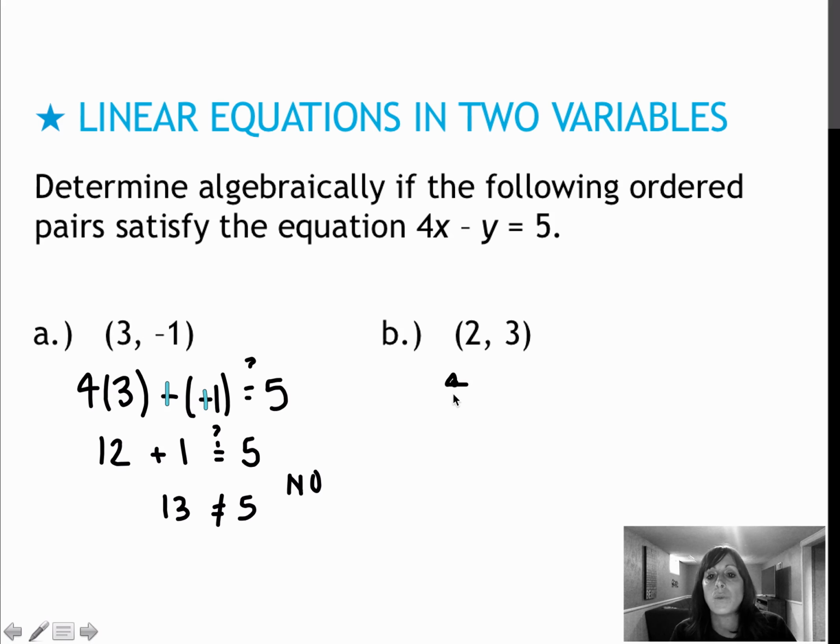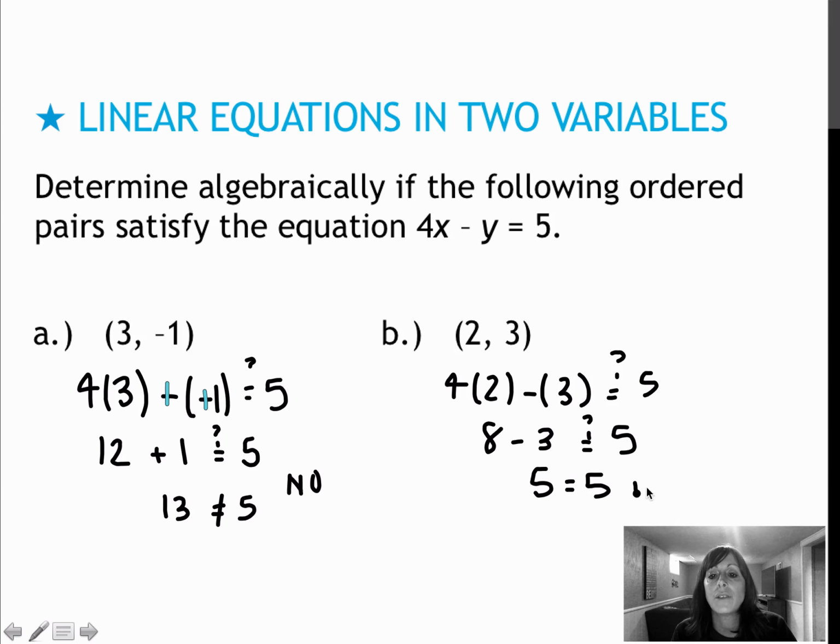For my second, 4 times 2 minus 3, does that equal 5? 4 times 2 is 8, minus 3. Again, I'm asking, does it equal 5? 8 minus 3 is 5, and 5 does equal 5. So yes, 2, 3 would be a point on the line.